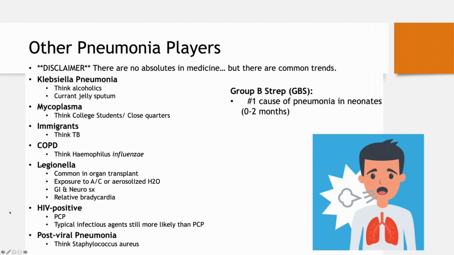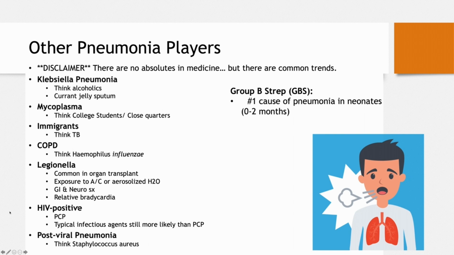These patients also in their vignettes tend to have this relative bradycardia, like we talked about, where when you have fever and you expect the pulse to be up, it's actually low. And then they tend to have confusion or neurologic symptoms, and they have diarrhea and vomiting associated as well.